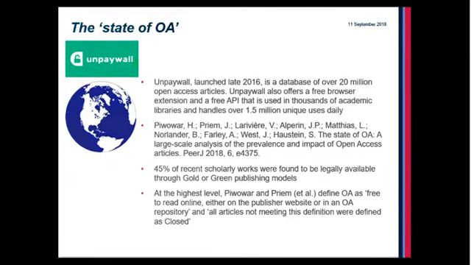So this is the final service on our list, Unpaywall. They recently published a hugely insightful paper on global levels of OA by published works with DOIs, and this paper was titled The State of OA. Quite correctly, they initially define OA at a very high level. OA is free to read online, either on the publisher website or in an OA repository. And all articles not meeting this definition were defined as closed. They found some 45% of recent works being made available as OA, and this is a very useful global benchmark.